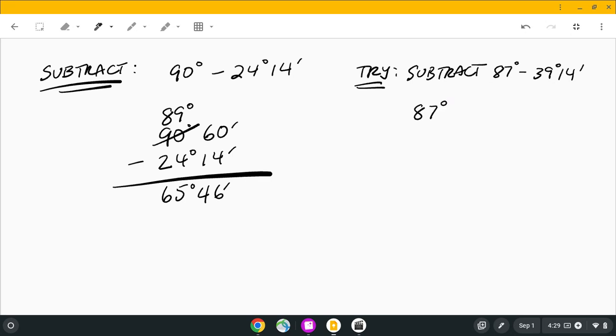Okay, so 87 degrees minus 39 degrees and 14 minutes. So we don't have enough. It's like we have 0 here, right? So we don't have enough here, so we need to borrow 1 degree. So this becomes 86 degrees. We're borrowing 1 degree from there. 1 degree is 60 minutes. So we have a total of 60 minutes here.